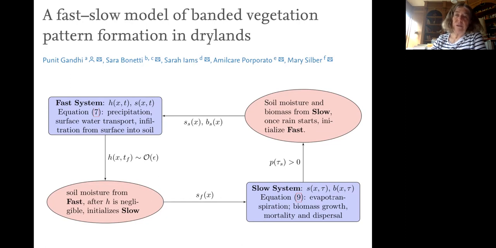And the idea was to build a model that has a fast system which acts during a rain event, that's just looking at the surface water and how that gets infiltrated into the soil, keeping the biomass frozen. And then once the storm is over and the water is infiltrated into the soil, we then evolve the biomass with the soil moisture in a model that's kind of akin to that Klausmeier model. And then when a new rain event comes, we repeat this procedure. So that was that study.